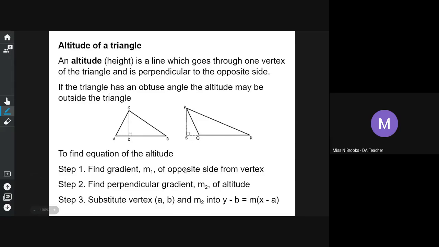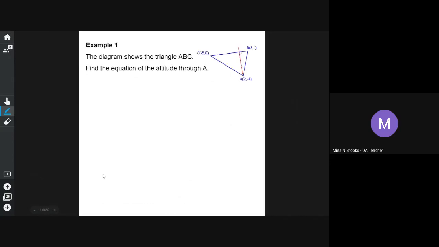We're then going to find the perpendicular gradient M2 of the altitude by using our relationship M1 M2 equals -1. And step three, we're going to substitute the vertex, so in this case it would be C or P, into our equation of a straight line, y minus b equals m(x minus a), with our perpendicular gradient that we've just calculated. So let's have a go at an example.